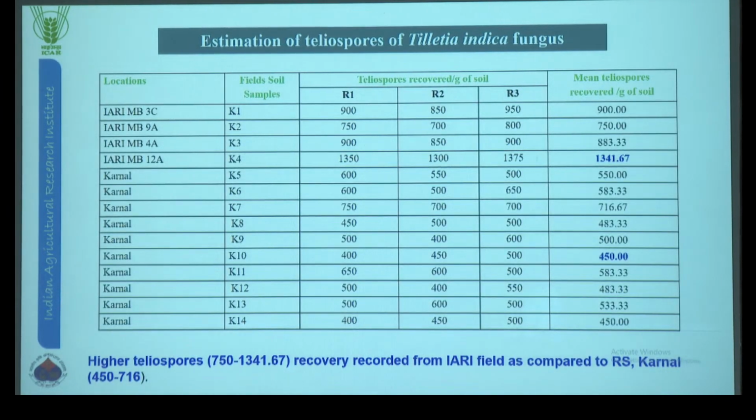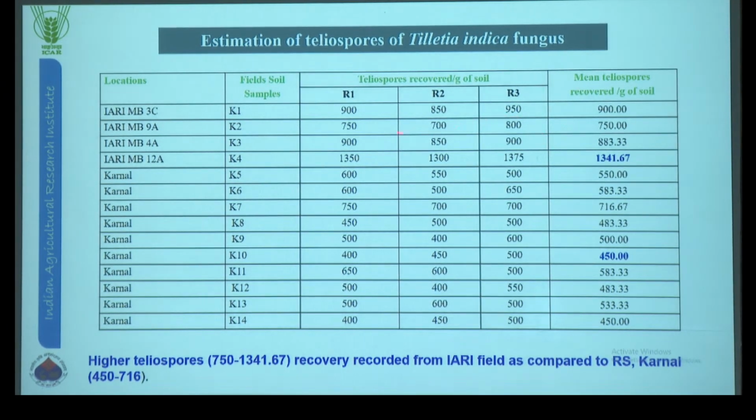Yeah. So, the important thing we did: under the microscope, we analyzed the teliospores in soil. Directly we have seen the population of the teliospores. Different samples were collected from different places, and we have seen how many teliospores per gram of soil, based on microscopy. So, 900 or 450 teliospores are present per gram of soil.